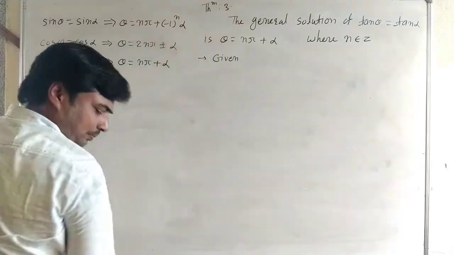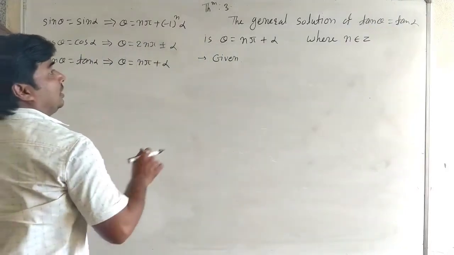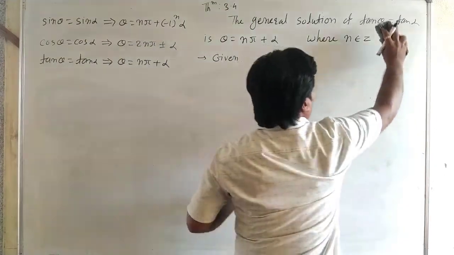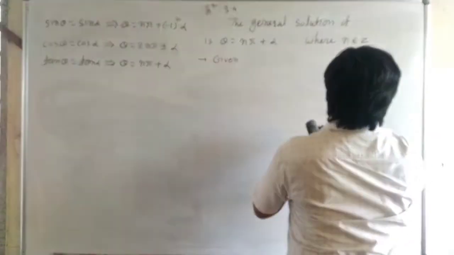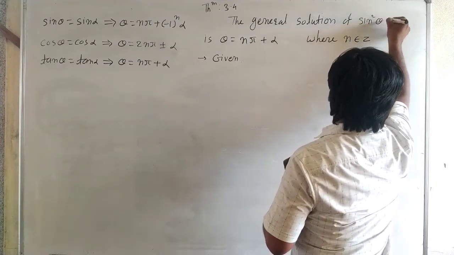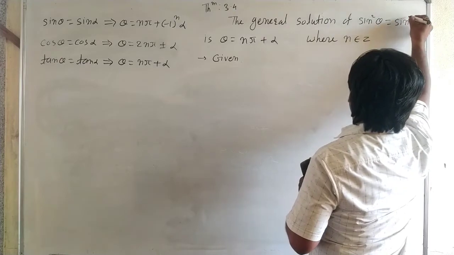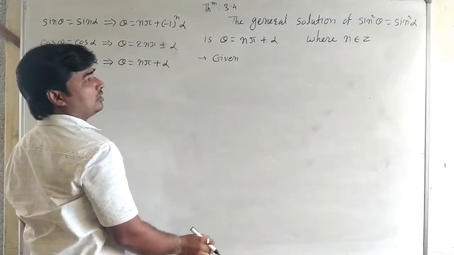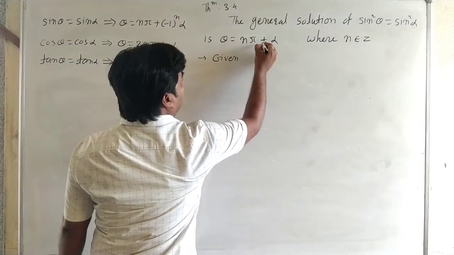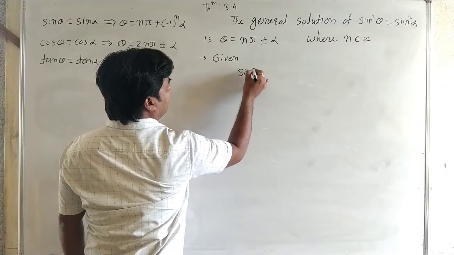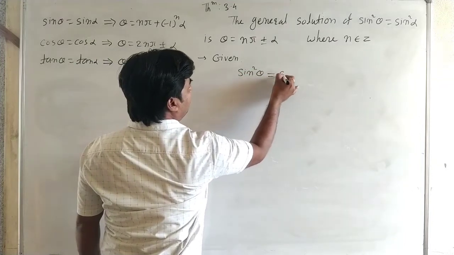Now next, theorem number 3.4. Now here it is sin square theta is equal to sin square alpha. Now sin square theta is equal to sin square alpha, then theta is equal to n pi plus or minus alpha. Now here the given equation is sin square theta is equal to sin square alpha.